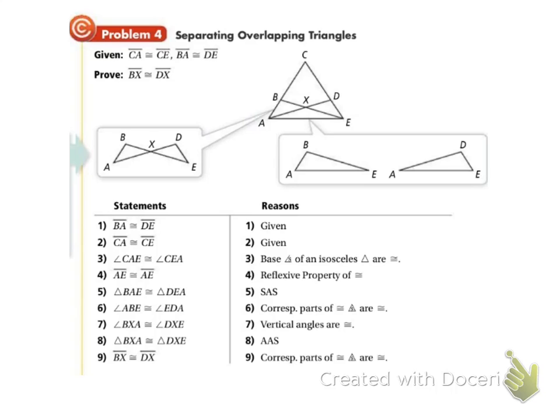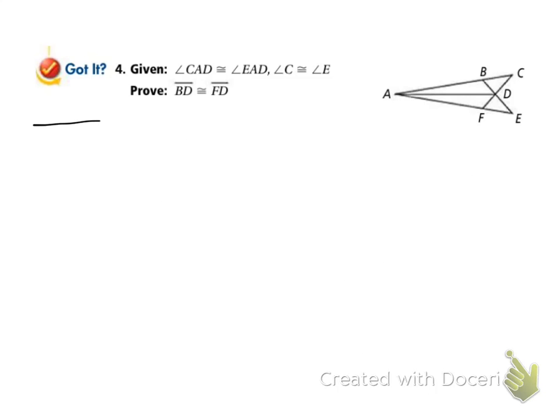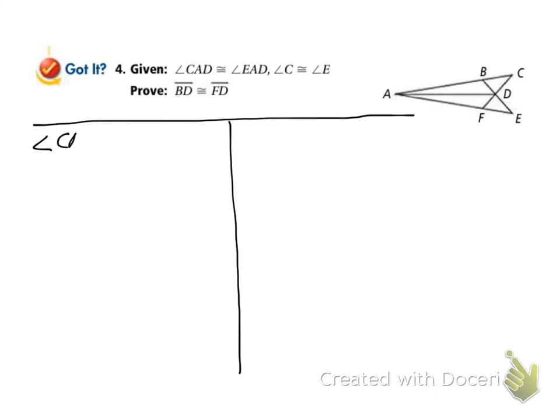Again, here's another proof if you want to walk through it. We're going to walk through our own here. So first thing I do is I write the given. So angle CAD is congruent to angle EAD. And angle C is congruent to angle E. Okay, so they didn't mark this on the triangle yet, so I'll mark it. So CAD is congruent to EAD. And angle C is congruent to angle E.